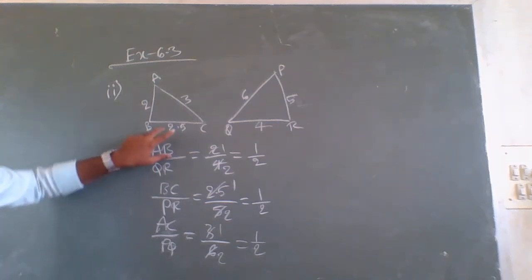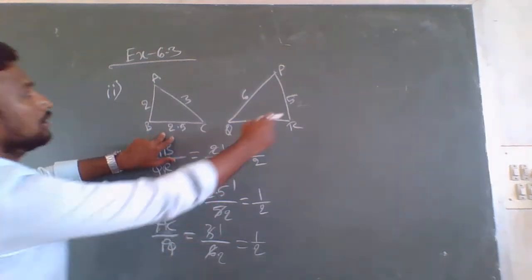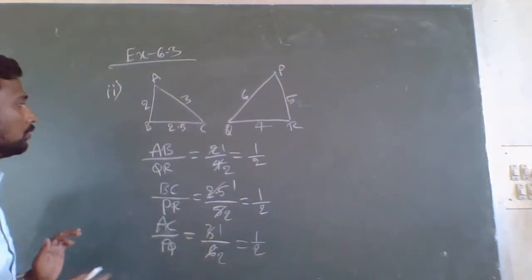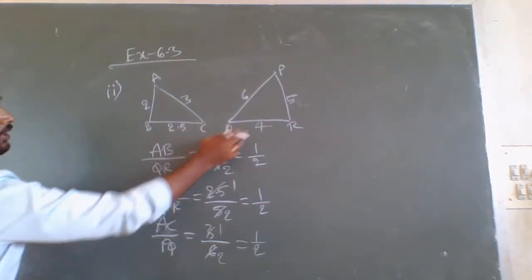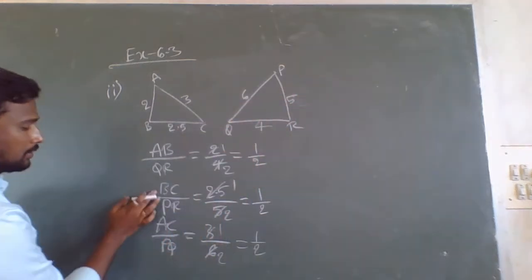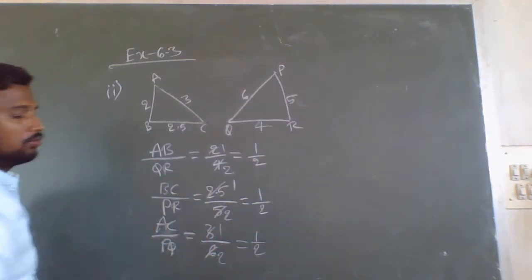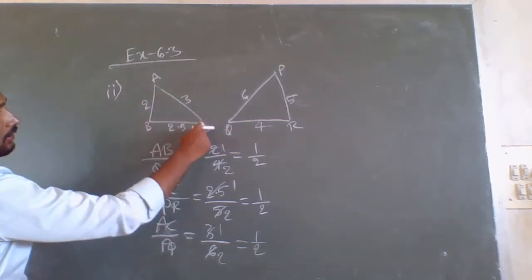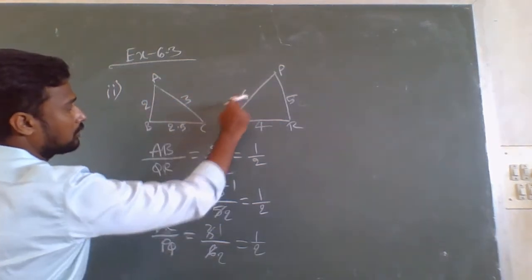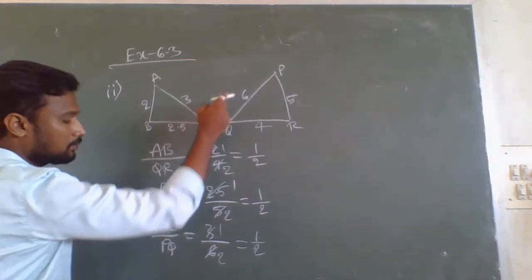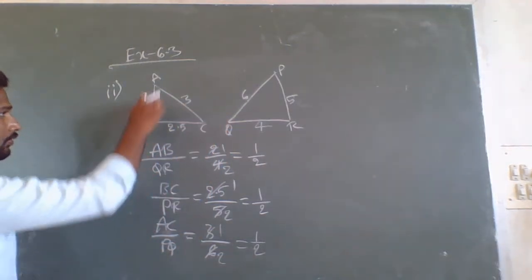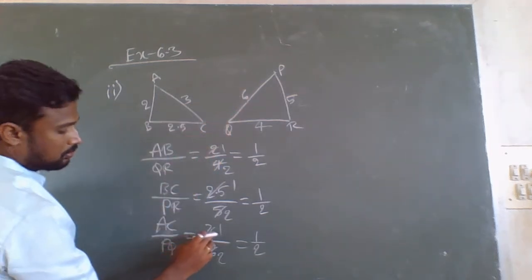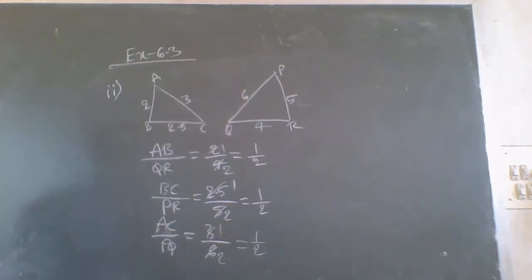Like this only. BC is 2.5 centimeter, here it is 5. 2.5 by 5 means I will get again 1 by 2 only. Therefore BC by PR, again I will get 1 by 2. Again here AC is 3 centimeter, PQ is 6 centimeter. 3 by 6 means again I will get 1 by 2. Therefore I will consider AC by PQ, that is equal to 3 by 6, means 1 by 2.